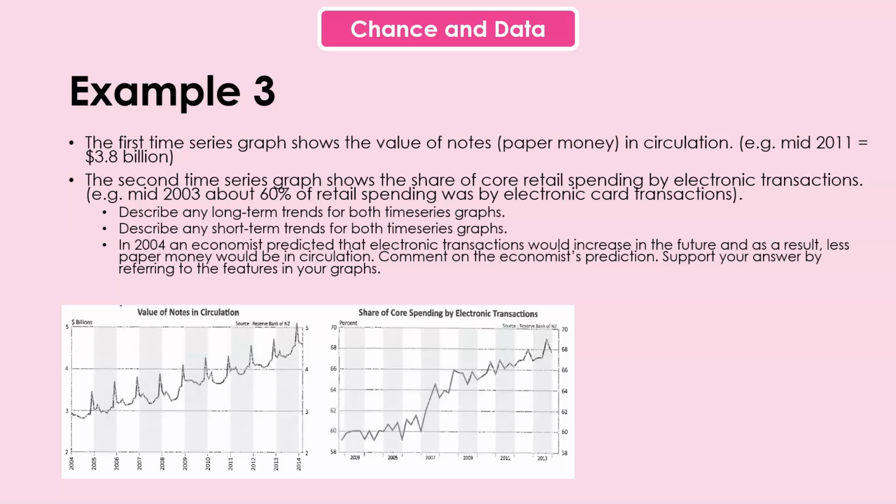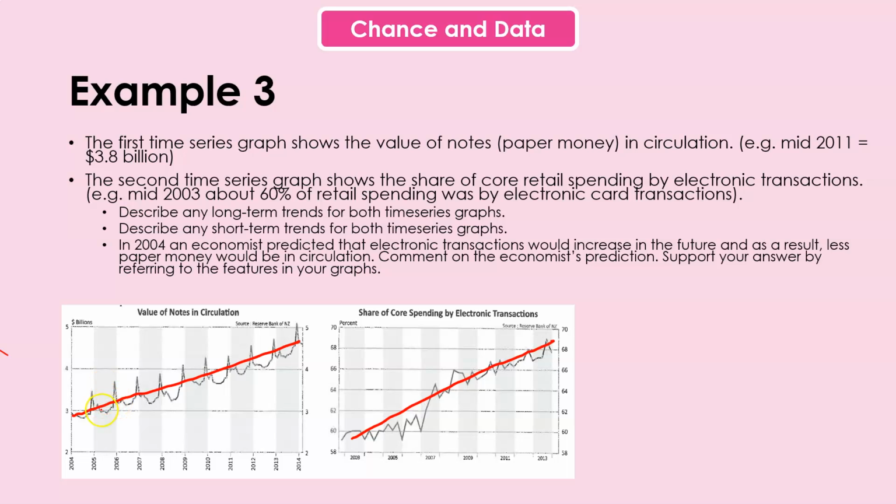Comment on the economist's prediction. Support your answer by referring to the features in your graph. So, key thing there, just start with the first question, look at long-term trends. Obviously, the notes in circulation is going up. Electronic transactions going up.